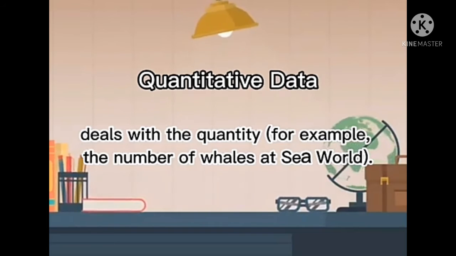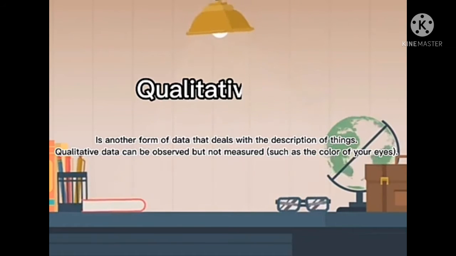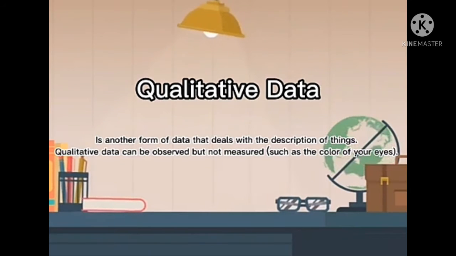Quantitative data deals with quantity. For example, the number of whales at SeaWorld. Qualitative data is another form of data that deals with the description of things. Qualitative data can be observed but not measured, such as color of eyes.